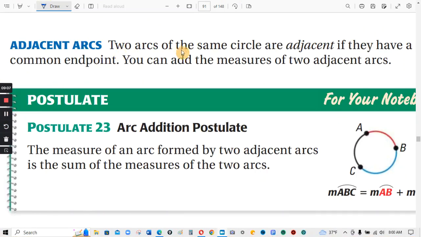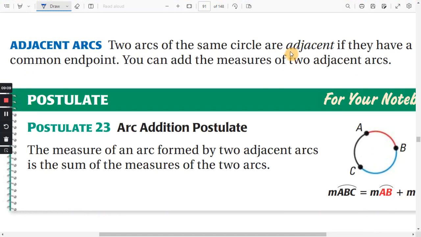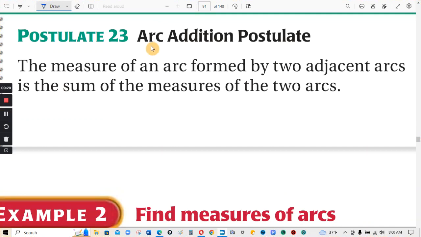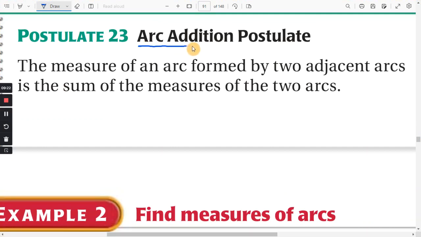Two arcs of the same circle are adjacent if they have a common endpoint. You can add the measures of two adjacent arcs. So this is arc addition. It is just like angle addition. The measure of an arc formed by two adjacent arcs is the sum of the measures of the two arcs. Let's take a look.